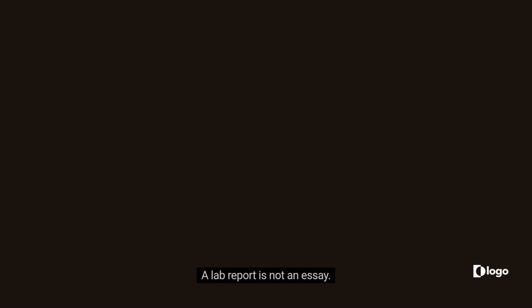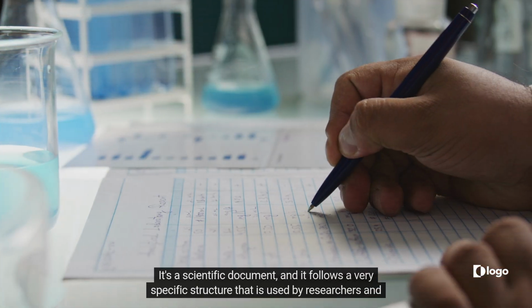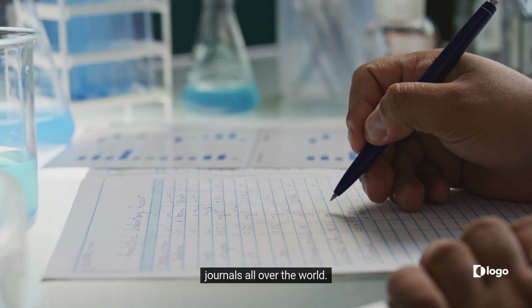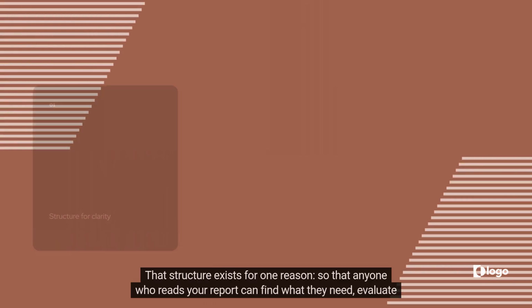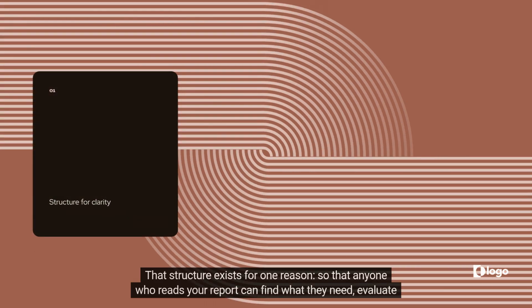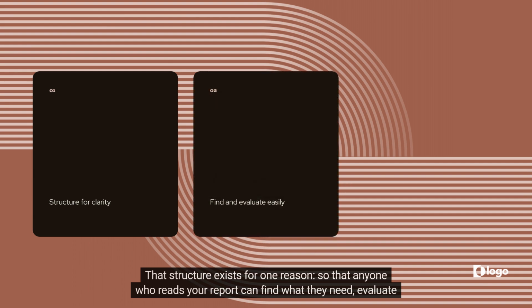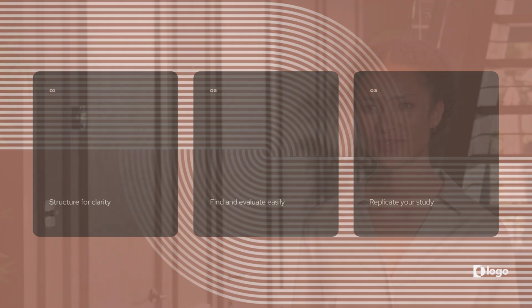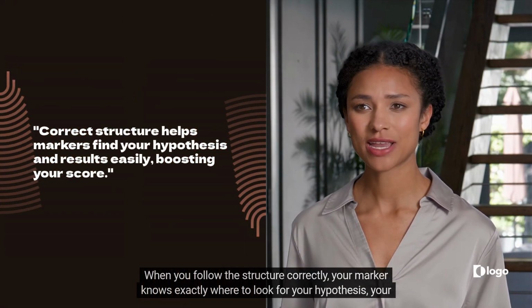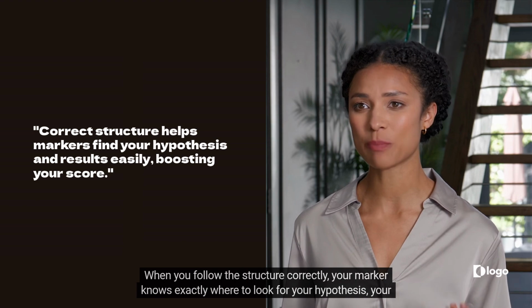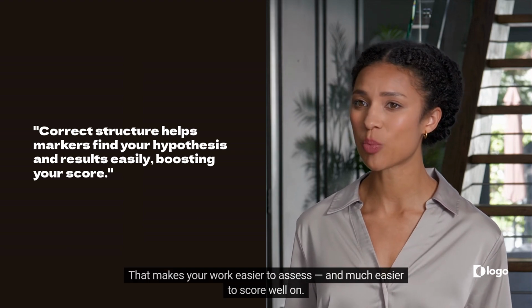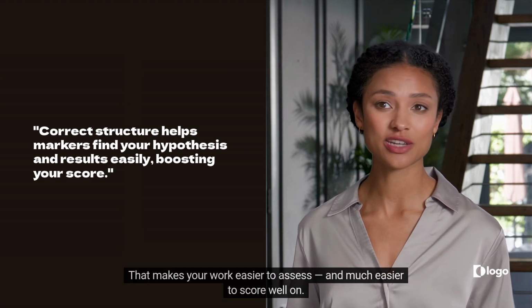Let's start. A lab report is not an essay, it's not a personal reflection, it's a scientific document, and it follows a very specific structure that is used by researchers and journals all over the world. That structure exists for one reason, so that anyone who reads your report can find what they need, evaluate your methodology, and potentially replicate your study. When you follow the structure correctly, your marker knows exactly where to look for your hypothesis, your statistical results, and your limitations. That makes your work easier to assess and much easier to score well on.